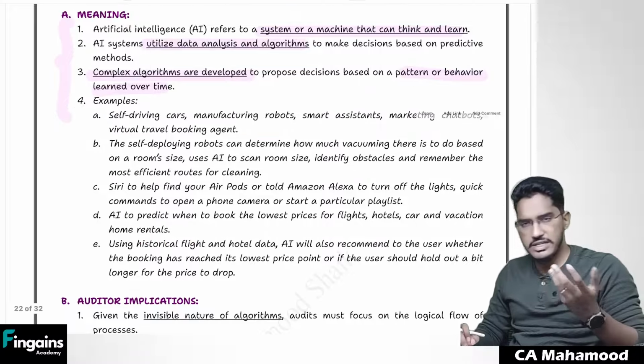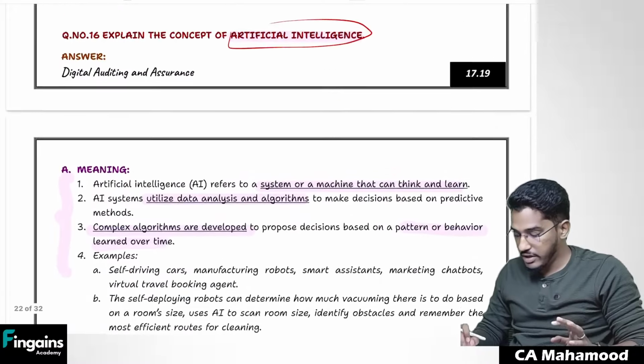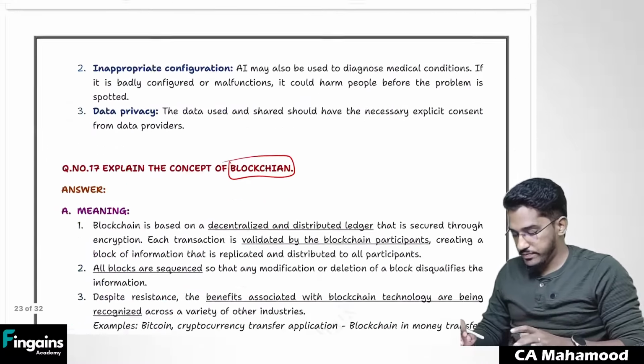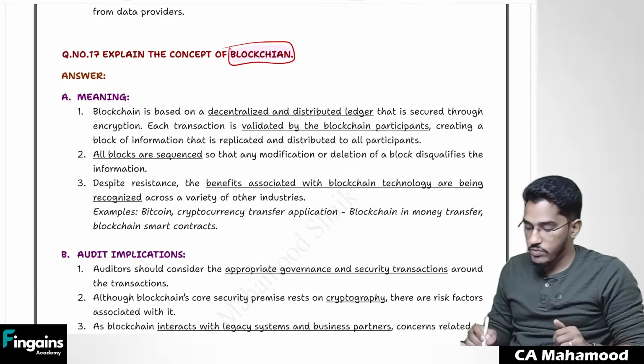And we have seen audit implications and risk that is going to remain common everywhere. So we understood artificial intelligence also. Now let us come to blockchain. Sir, what is this blockchain?